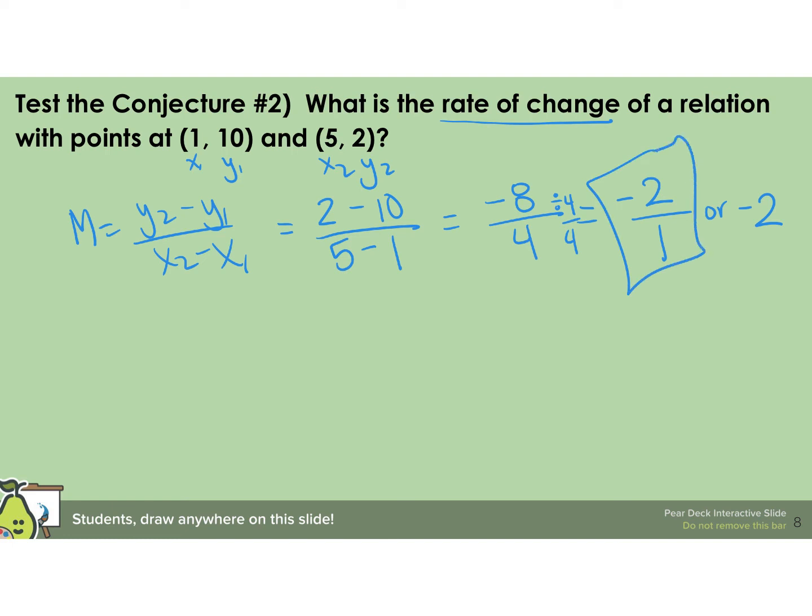So this line should be going which way? Down and right. I forgot to do that on the first one.